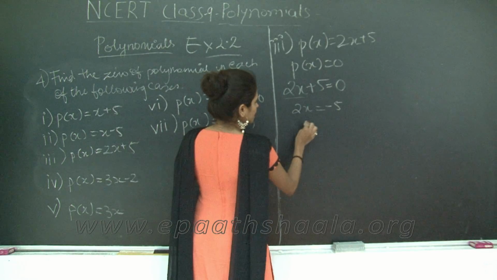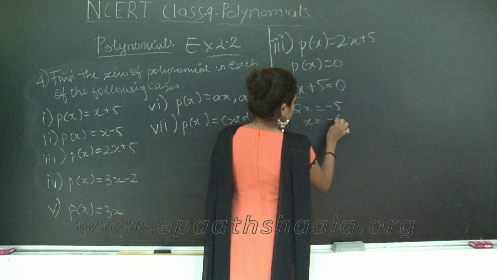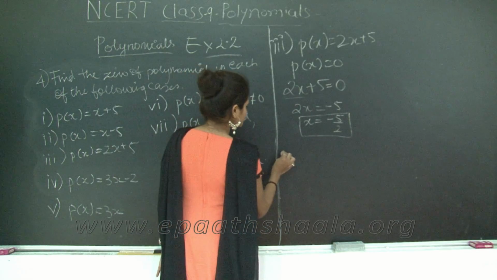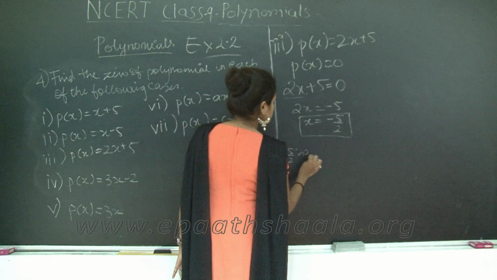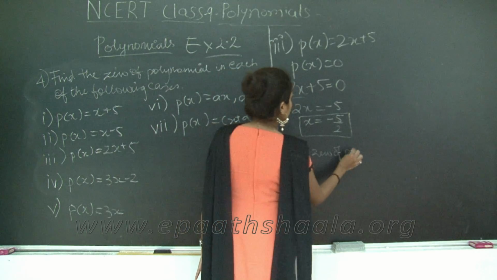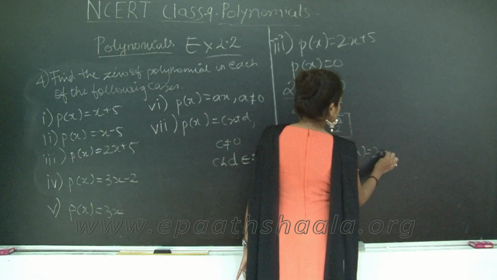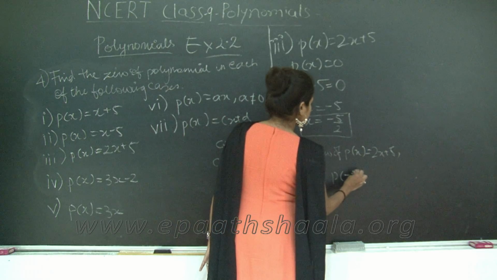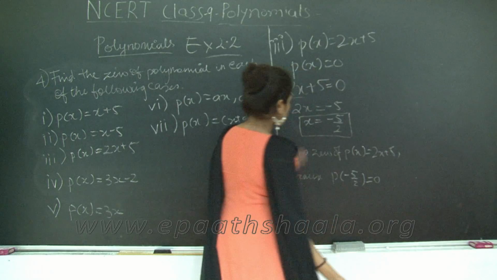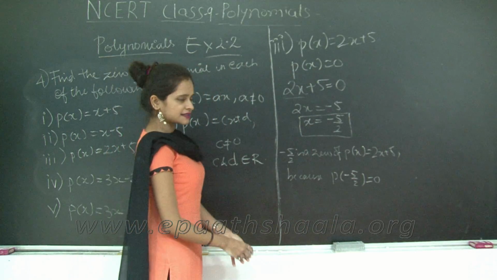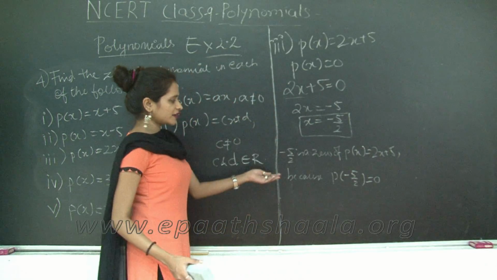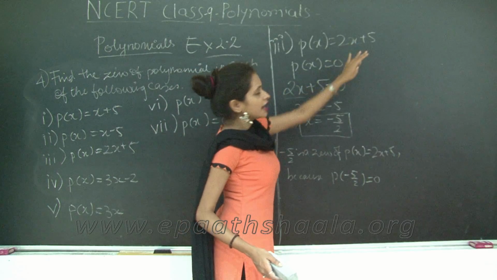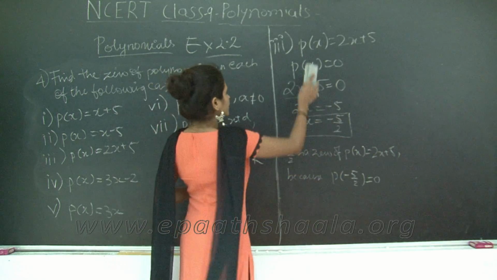Now 2 is getting multiplied with x, so it will come here and divide. So minus 5 upon 2, right? So minus 5 upon 2 is a zero of polynomial p(x) is equal to 2x plus 5, because p of minus 5 upon 2 gives me 0. If you want, you can verify it, but it's not really necessary to verify it in your examination papers. Only if it is asked, you can just substitute x is equal to minus 5 by 2 in this expression, and you will get p of minus 5 upon 2 as 0. Okay?